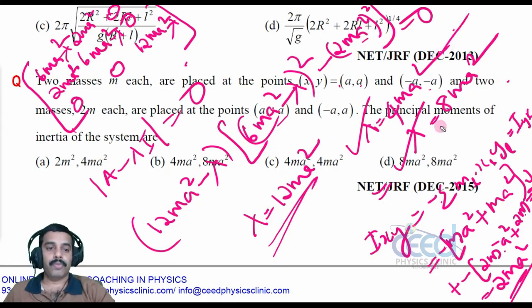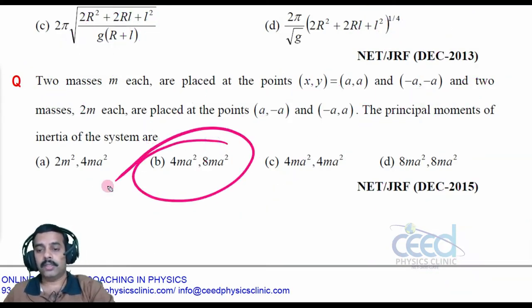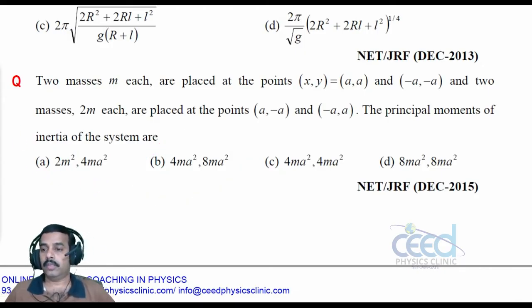These are the principal moments of inertia of the system, that is 4ma square and 8ma square, and this also a principal moment of inertia. But out of the given options, which are the possible combination? 4 and 8, right? So 4 and 8, that is B. All right, so option B is correct.